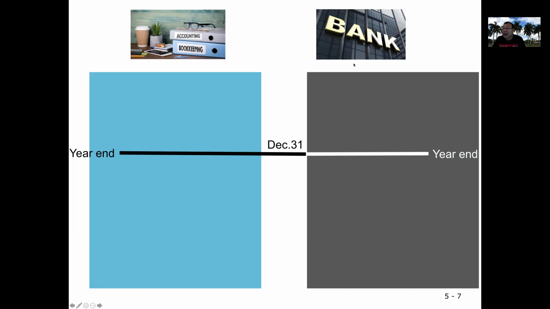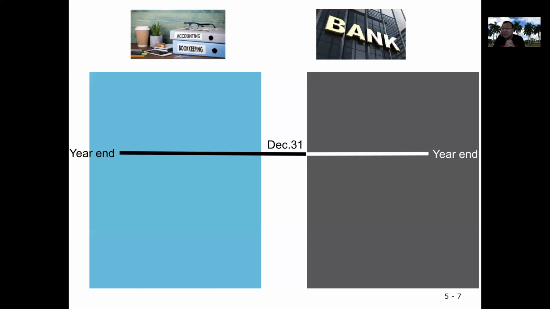Every month you are going to receive a bank statement showing you the balance of your account. Now, these two balances should agree with each other. Based on the bookkeeper, you have this much cash. And now what about the bank? You take a look at the bank statement and see the balance you have for the cash account in the bank. These two numbers should agree with each other.